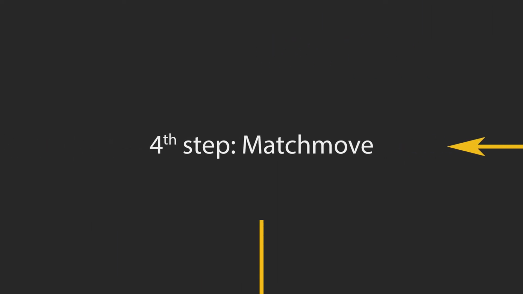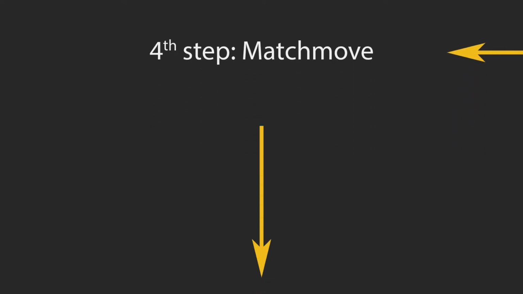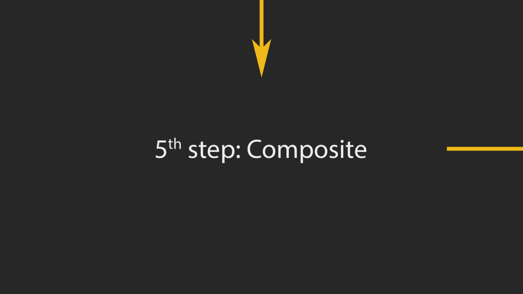The fourth step is match move. It consists in applying the camera movement we tracked before to the elements we are going to add to our shot. The fifth step is composite. It consists in putting together the different elements that form our new shot: original footage, graphics, effects.